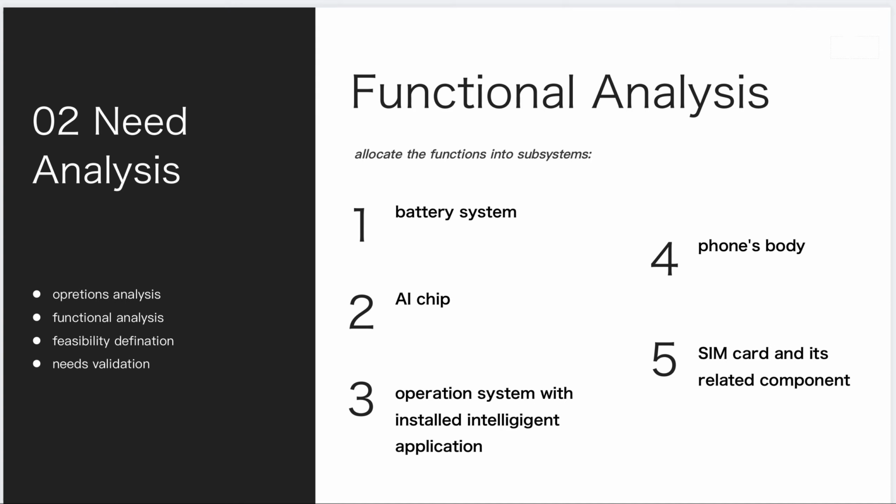And the next part is functional analysis. For this part, we could get the specific functions and the functions allocated into subsystems, which are battery systems, AI chip, operation system with installed intelligent application, phone's body, and the SIM card and its related components.